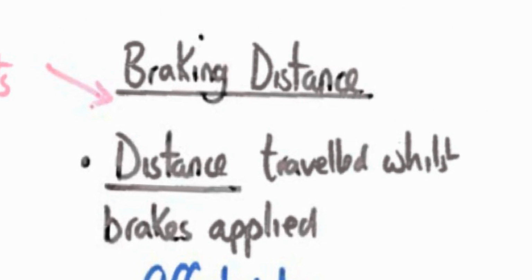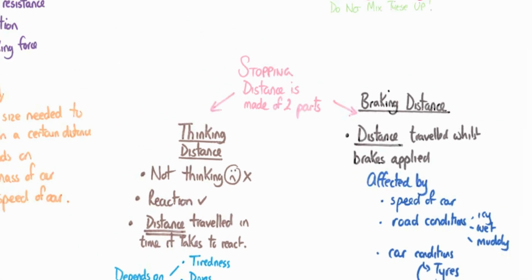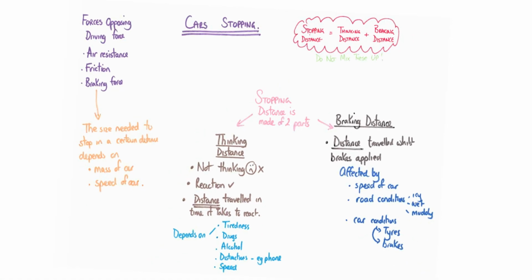The braking distance is the distance travelled once the brake has been applied. So you've reacted, you've applied the brakes, and then the distance travelled whilst the brakes have been applied, that is your braking distance. And of course that is affected by the speed of the car, how fast it's going, the road conditions. If it's icy, wet or muddy, there'll be less friction on the road, so you may skid, and the car conditions as well. If you don't look after your car, the brakes and the tyres, that will affect the braking distance altogether. And that there is what you need to know about stopping distance and braking distance in cars.